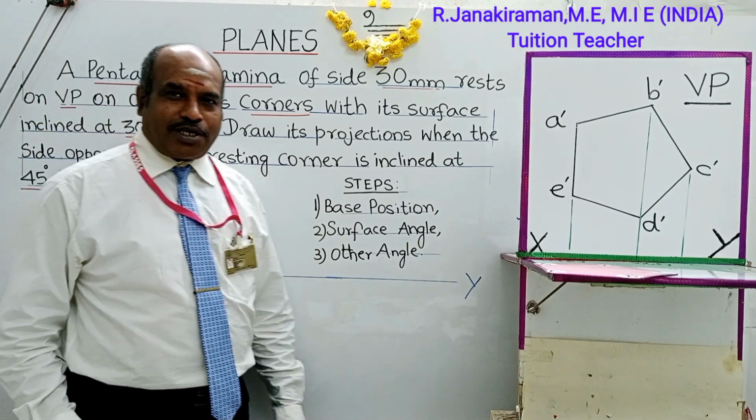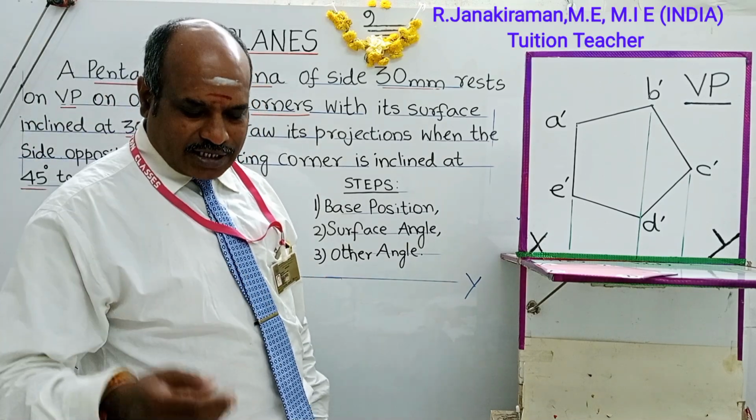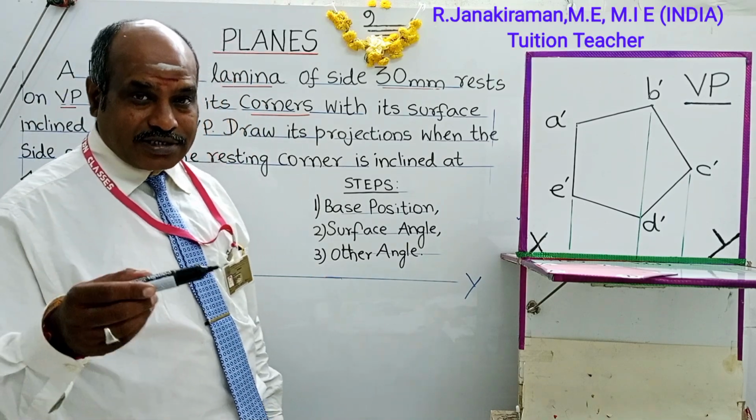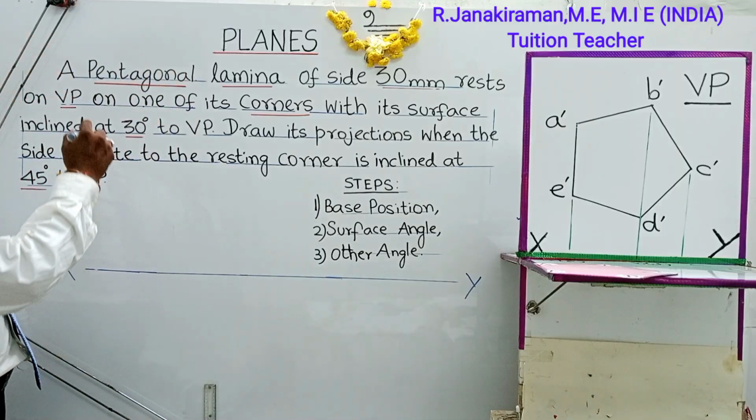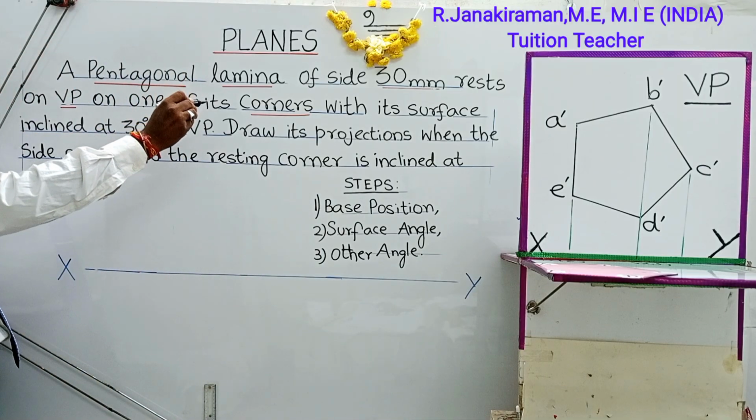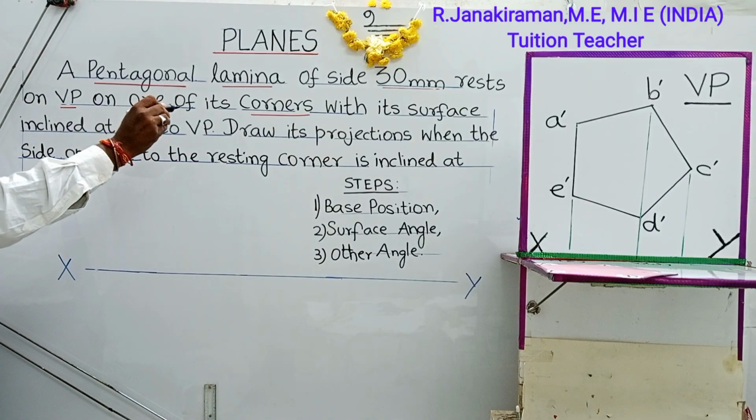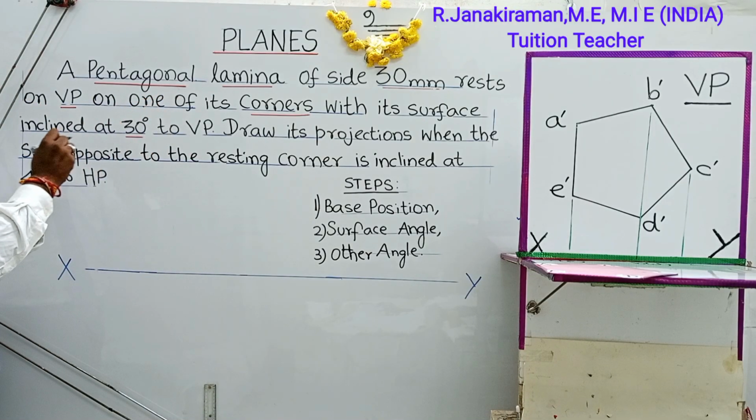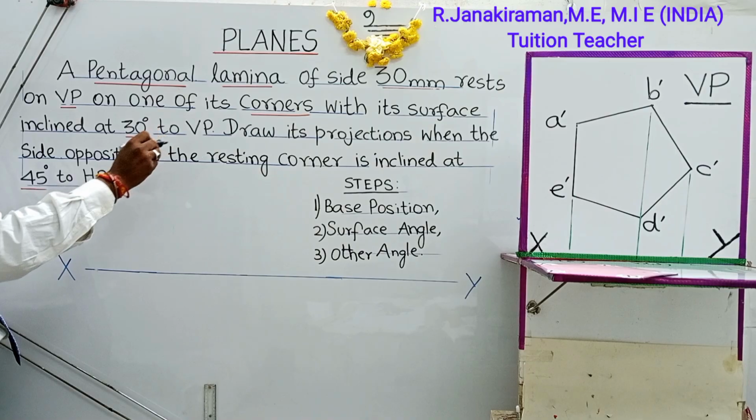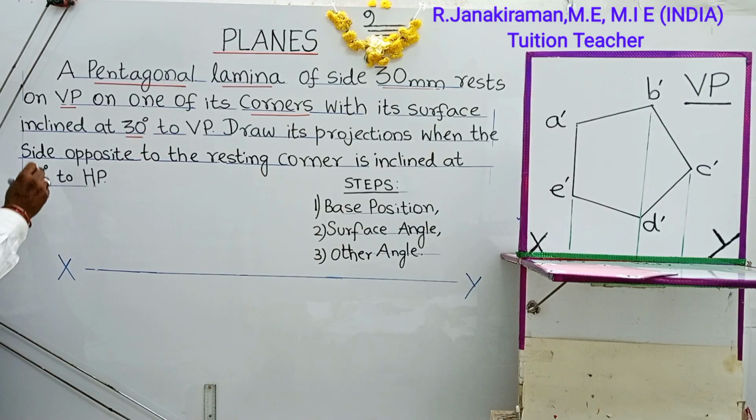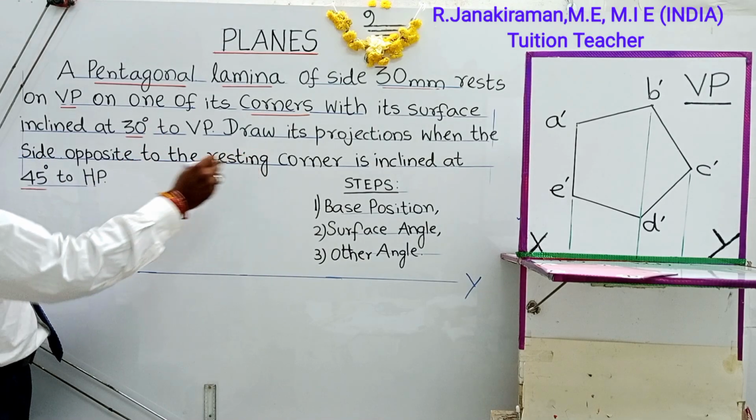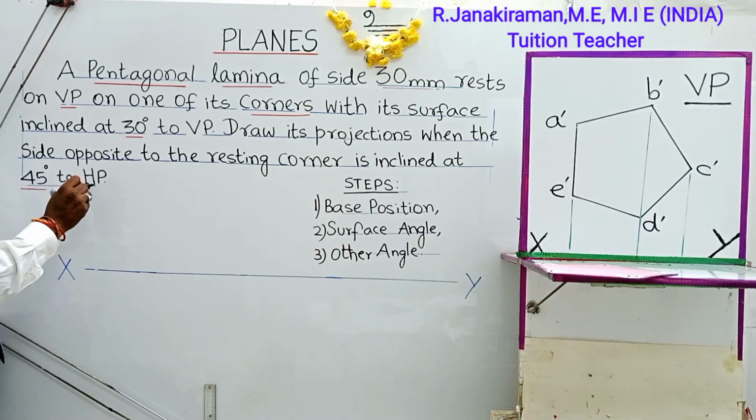Yes, the topic is projection of planes in the subject engineering graphics, applicable for first year B.E. students. Please read the question. A pentagonal lamina of side 30 mm rests on VP on one of its corners with its surface inclined at 30 degrees to VP. Draw its projections when the side opposite to the resting corner is inclined at 45 degrees to the HP.